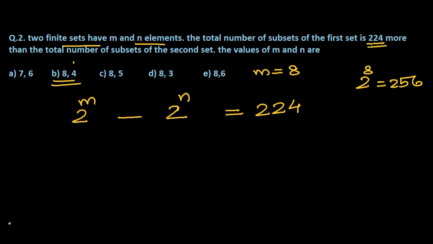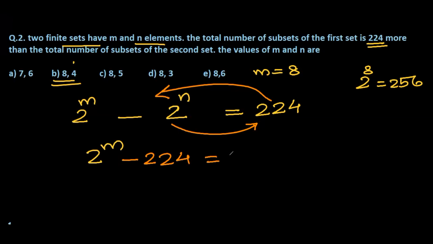And next we have subtracted this, because we can say like this also, right? We can take this 224 to the right side and 2 raised to n to the left. See here, 224 is positive. When it is taken to the left side, it will become negative. So 2 raised to m minus 224 is the same as 2 raised to n. Like this also we can check, right?